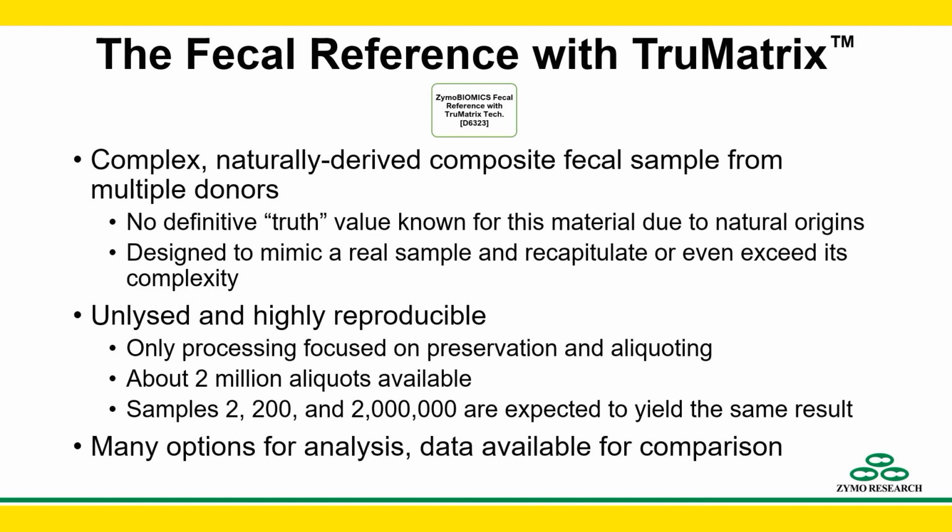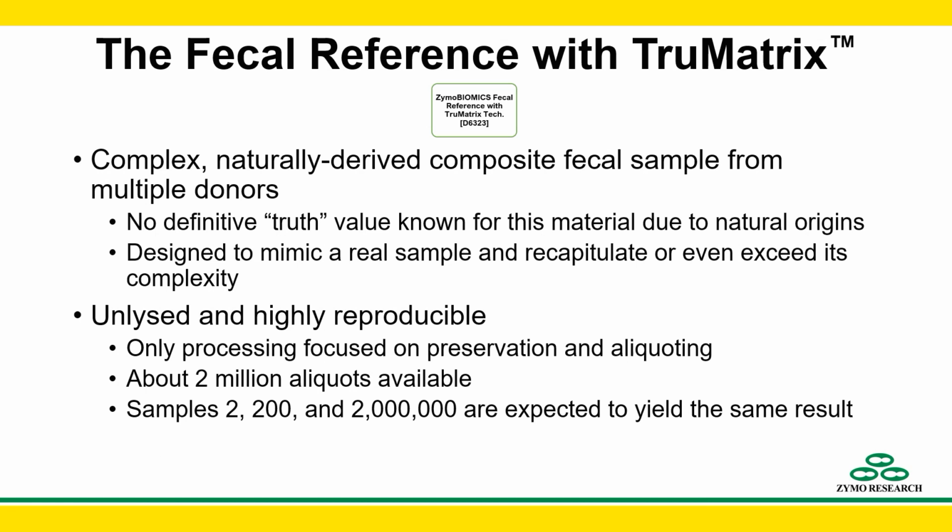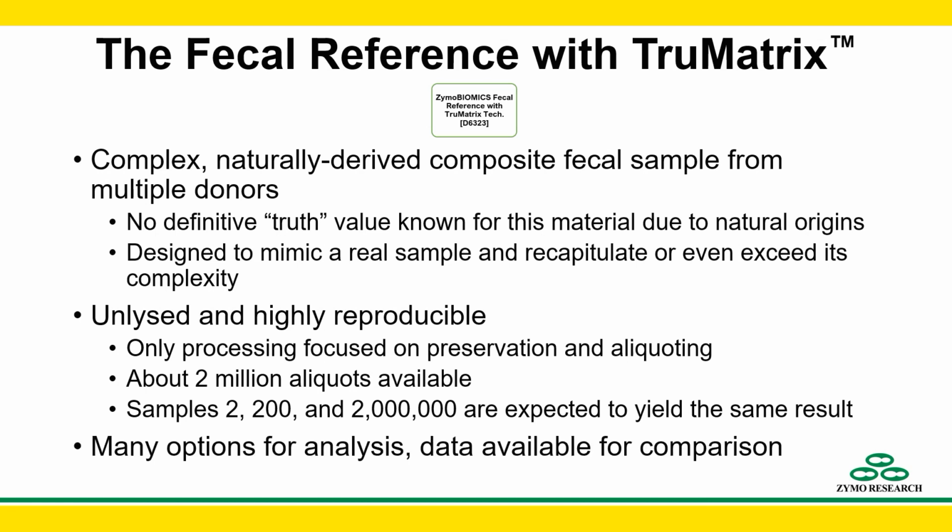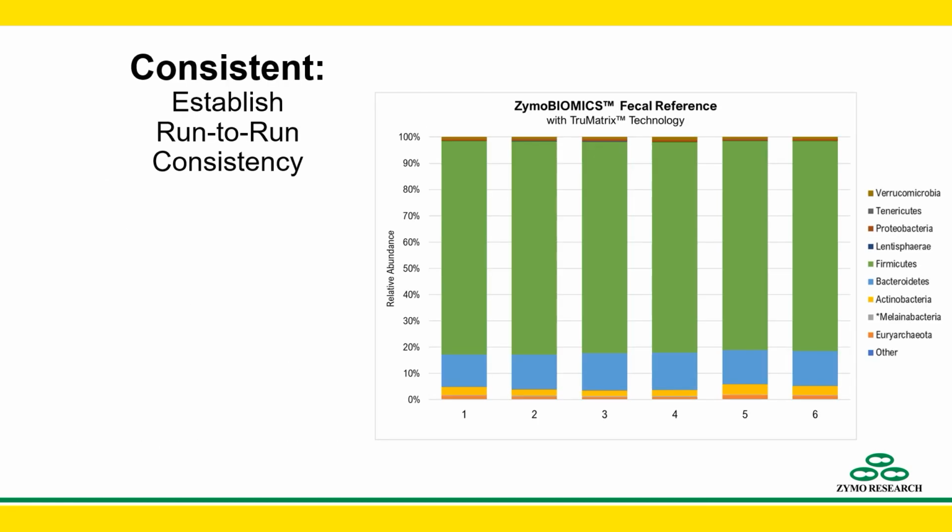There are quite a few options for analysis. Again, this is a real sample, so it can go through just about any type of analytic pipeline you would normally put it through. This sample is going to give you a lot of options for consistency testing. So in this case, we see here 6 different samples that look nearly identical. The way that these were generated, we have 6 separate runs. We used 100 microliters of the standard reference material per run.